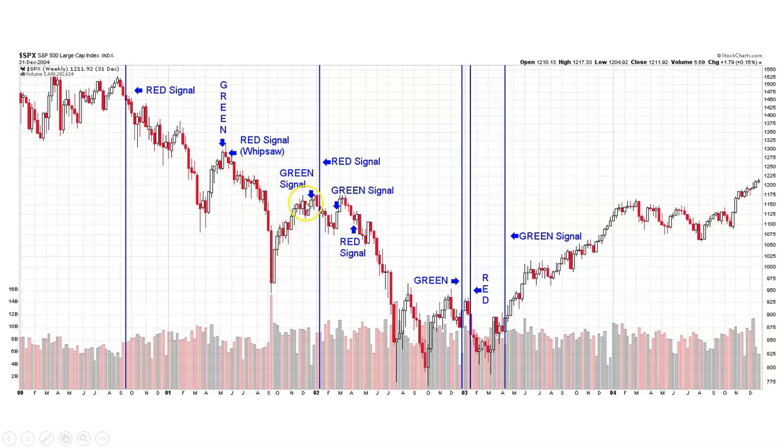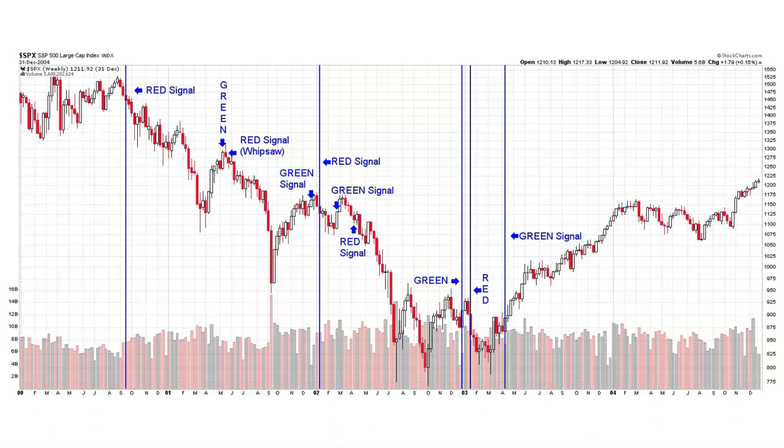The market tried to rally. We got a green signal there, if you can see the cursor. A few weeks later, the rally attempt failed. We got a red signal. So the key here, and the way I use this, is I'm in cash when the signal is red. That's the way I designed this.